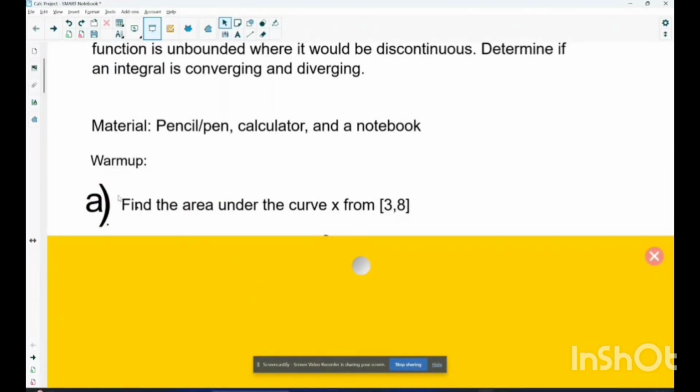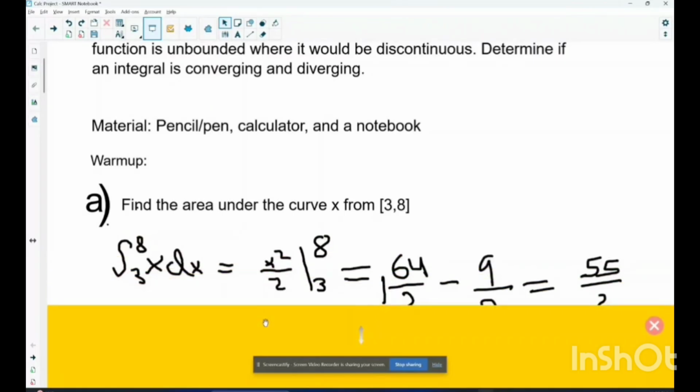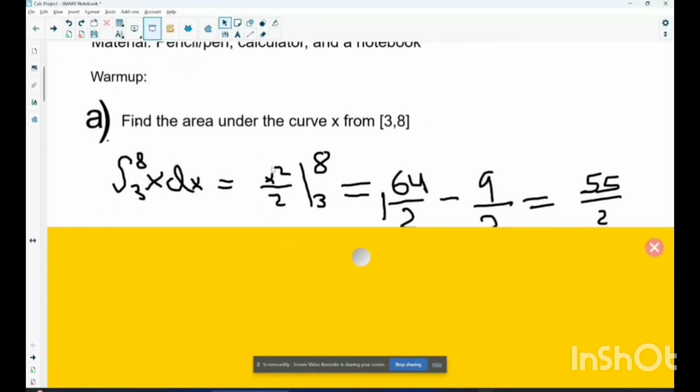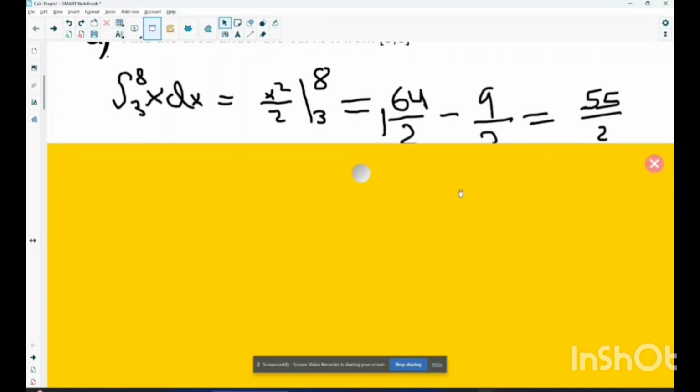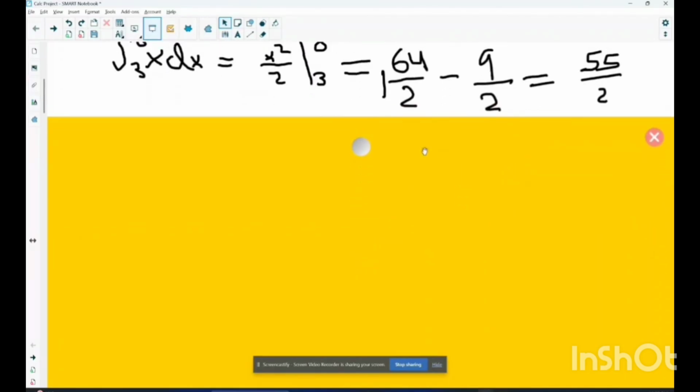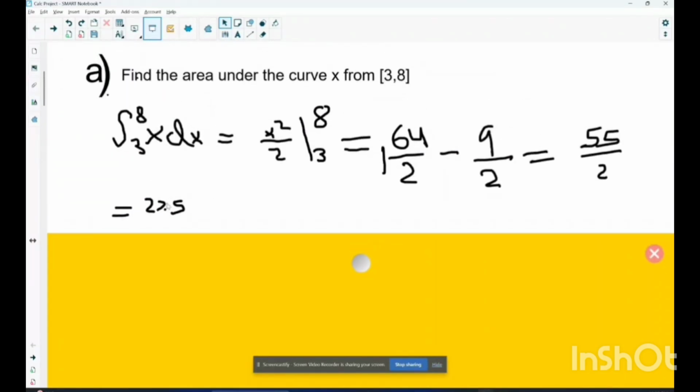So first, this is our warm-up. Pretty basic integral. Find the area under the curve x from 3 to 8. Pause if you need some time to work on this. Pretty easy. So you just take the antiderivative, x squared over 2, and plug in, and you'll get 55 over 2. In decimal form, it will be 27.5. It's pretty easy.